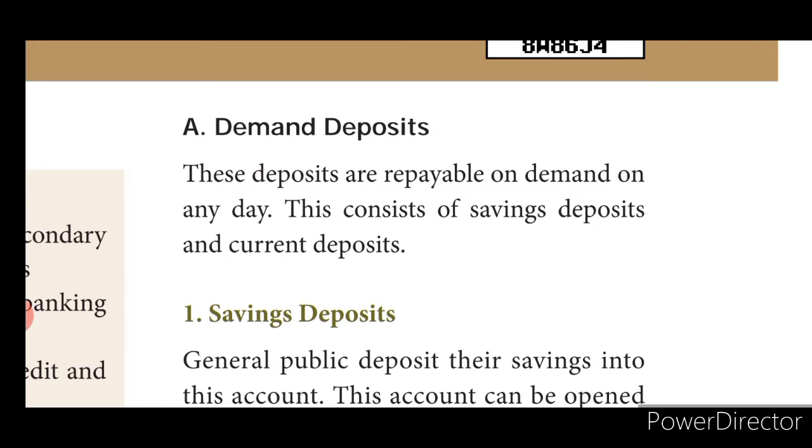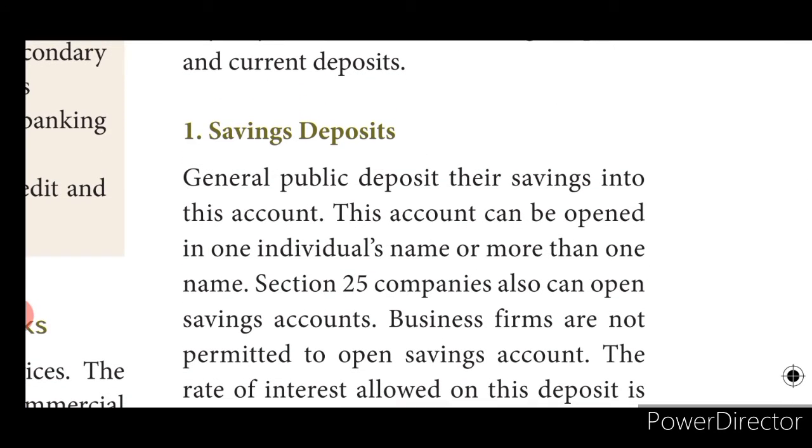So when you want to deposit or repay at a particular interval, on demand, on a particular day or month, then it is called a demand deposit. This consists of two different types: one is the saving deposit, and the other is the current deposit. Saving deposits mean general public deposits, saving into this account. This account can be opened in one individual's name or more than one name.